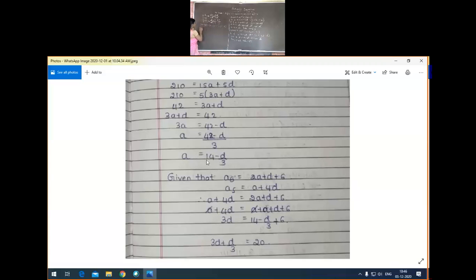A into Q is AQ, then A into R is minus AR. Then minus B into Q is minus BQ, minus into minus plus BR, which is equal to, here also the same cross multiplication. B into P is BP, then minus BQ, then CP, minus into minus plus CQ.